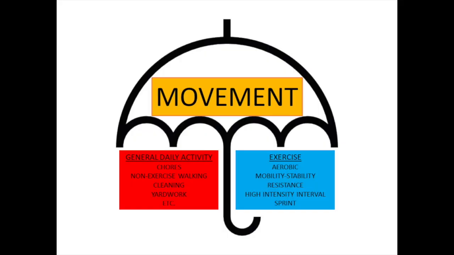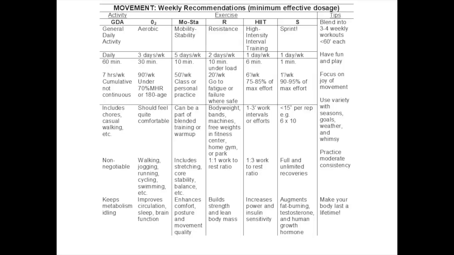Hey guys, John Zombro here with the Lifetime Body, and I'm so excited to share my exercise system with you. As you'll recall, we've placed both exercise and non-exercise activity, which we call general daily activity or GDA, under the umbrella of movement. Today we are going to look specifically at the 5 categories of exercise, which are aerobic, mobility stability, resistance, high intensity interval, and sprint training.